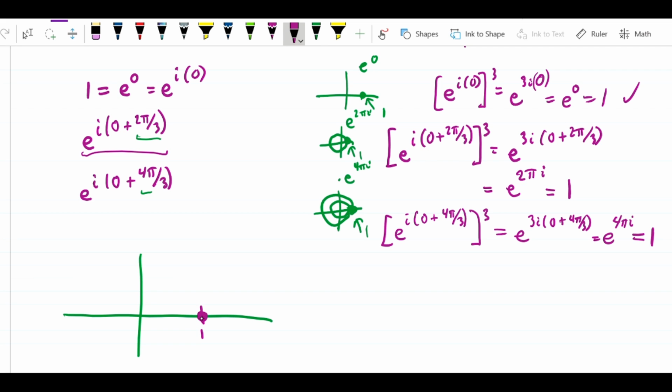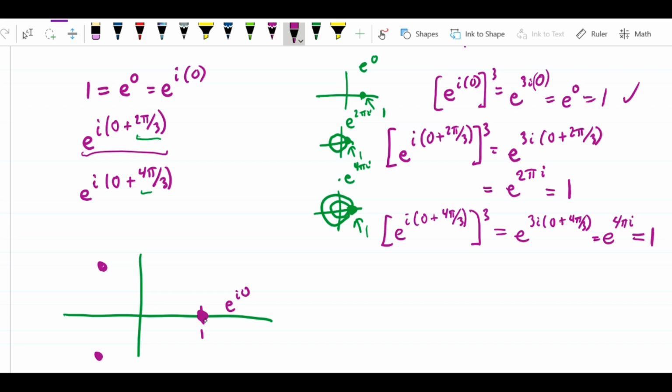So this point here is clearly e to the i0. Now let's look at where e to the i(0 plus 2 pi over 3) is. That's going to be at the angle 2 pi over 3, which is going to be at a distance of 1. So let's see. That takes us to about there. And 4 pi over 3 takes us about there. I'm not drawing these quite to scale. There we go. I think that's right. Yeah, okay. Just making sure. Yeah, I've got the distances right.